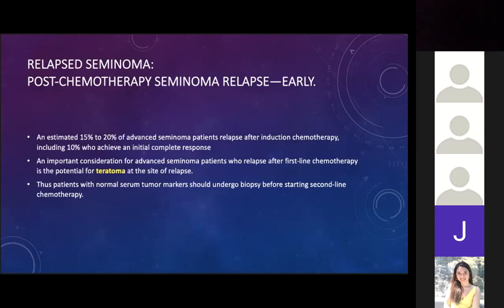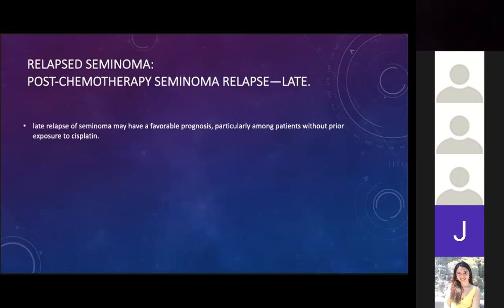An important consideration for advanced seminoma patients who relapse after first-line chemotherapy is the potential for teratoma at the time of relapse. Thus, patients with normal serum tumor markers should undergo biopsy before starting second-line chemotherapy. For post-chemotherapy seminoma relapse late, usually late relapse of seminoma may have a favorable prognosis, particularly among patients without prior exposure to cisplatin.